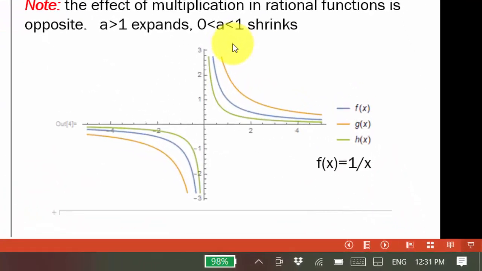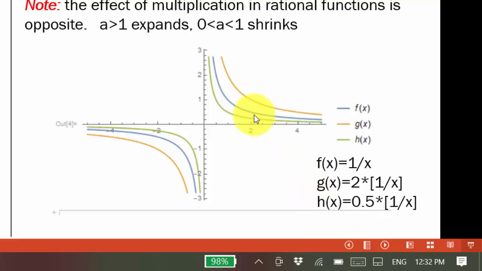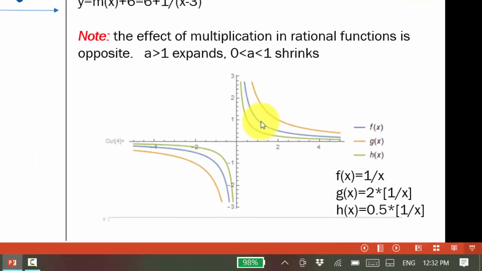In other words, if you consider these three functions, the blue one is y equals f of x equals 1 over x, then the orange one is 2 times 1 over x, which is the expanded version, and the green one, which is h of x, is 0.5 times 1 over x, which is the shrunk version of the function y equals f of x.